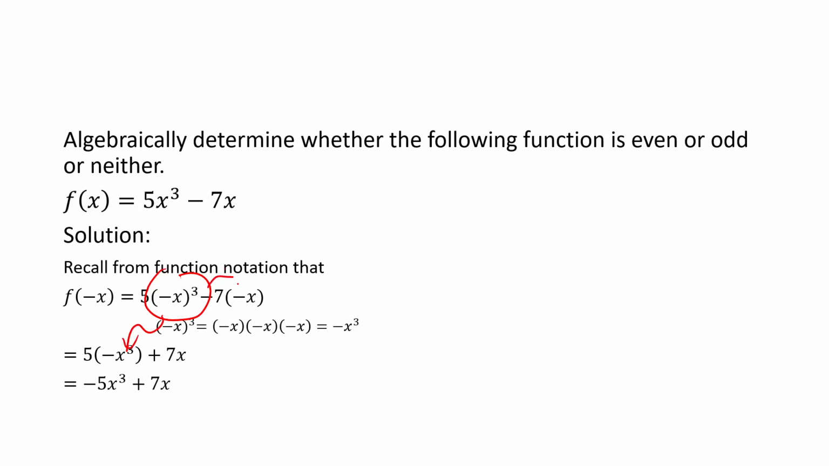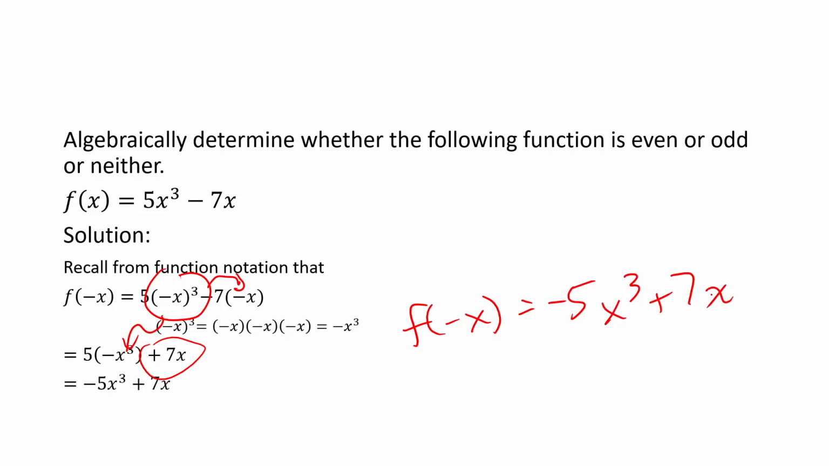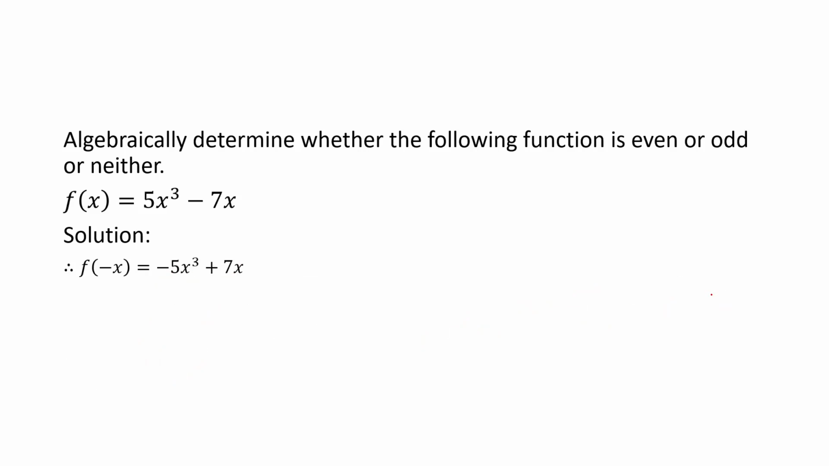I can also distribute this minus sign here. I can then simplify, and what I get is that f at negative x is equal to negative 5x cubed plus 7x. I want to simplify that expression. Well, f at negative x clearly does not equal f of x. So therefore, the function is not even.